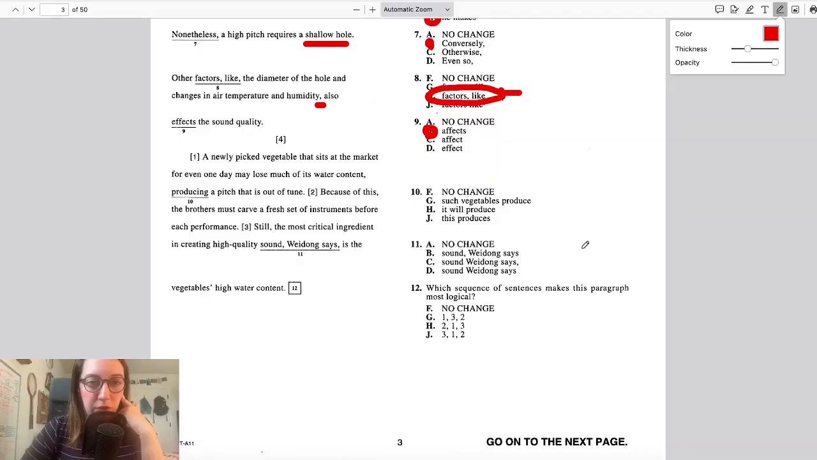A newly picked vegetable that sits at the market for even one day may lose much of its water content, producing a pitch that's out of tune. Yeah, so this one's fine. No change.